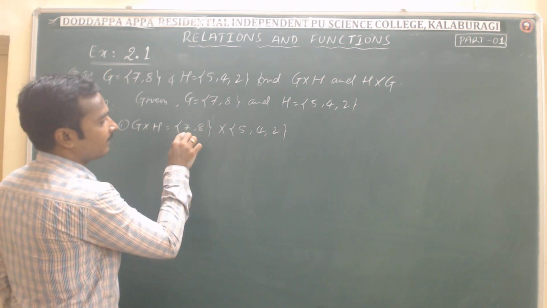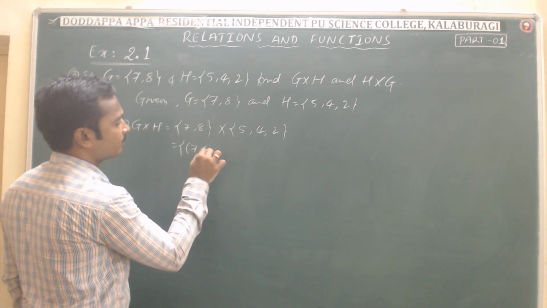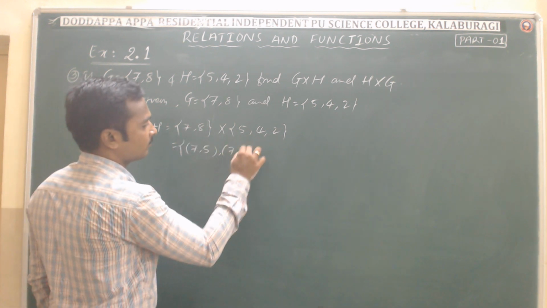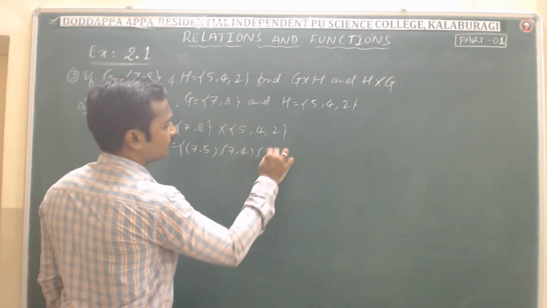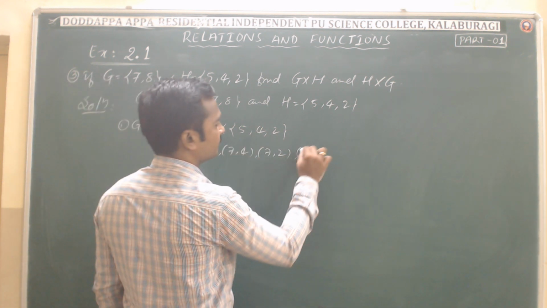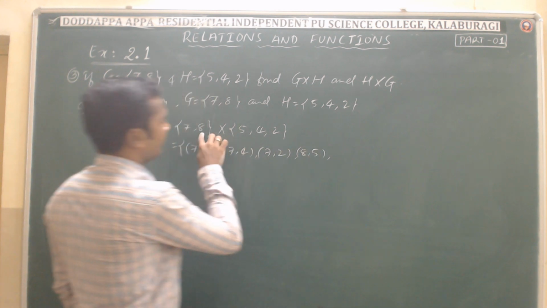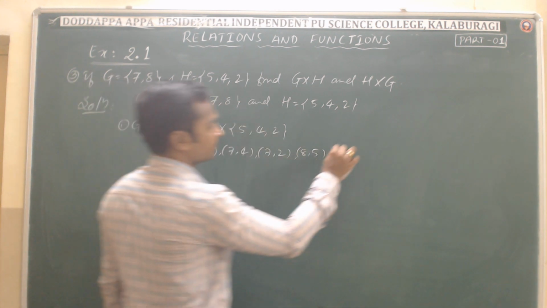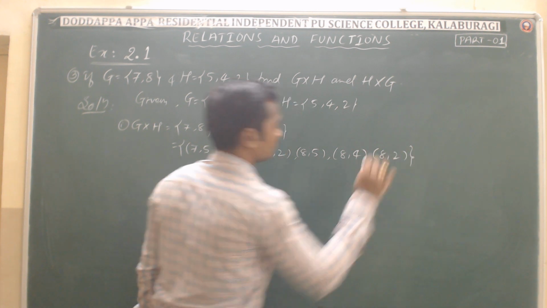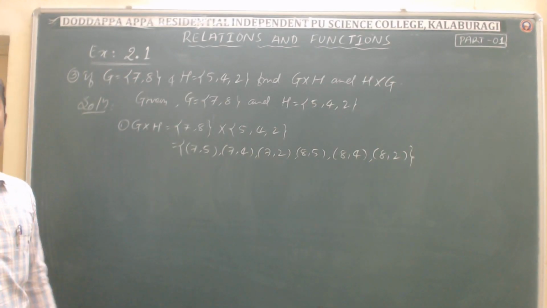So 7 relates 5, 7 relates 4, 7 relates 2. What is the element left? 8. 8 relates 5, 8 relates 4 and 8 relates 2. So this is G cross H.